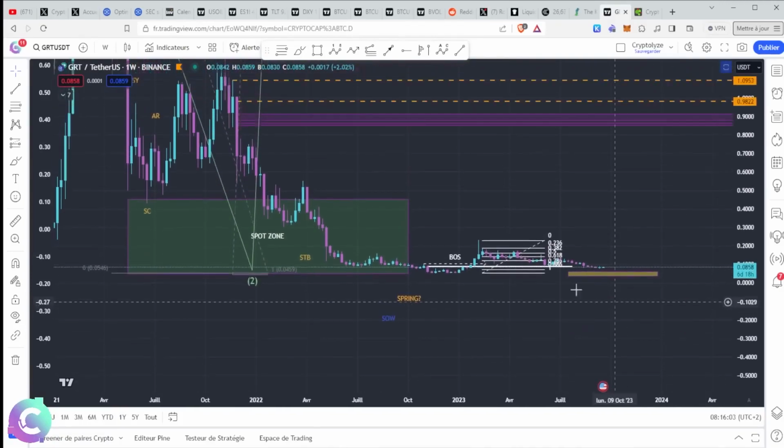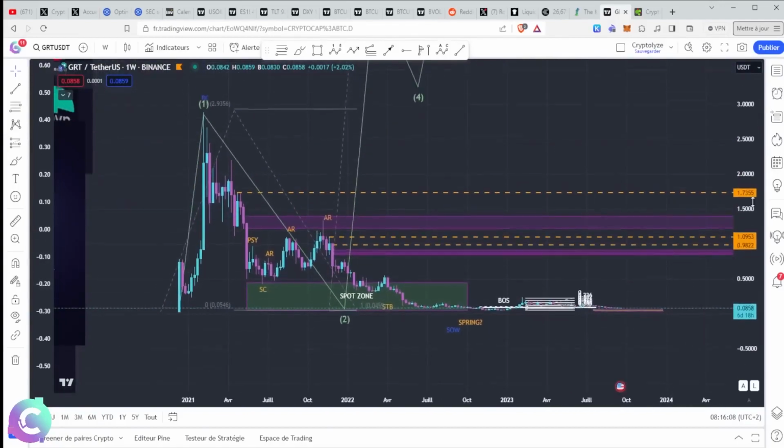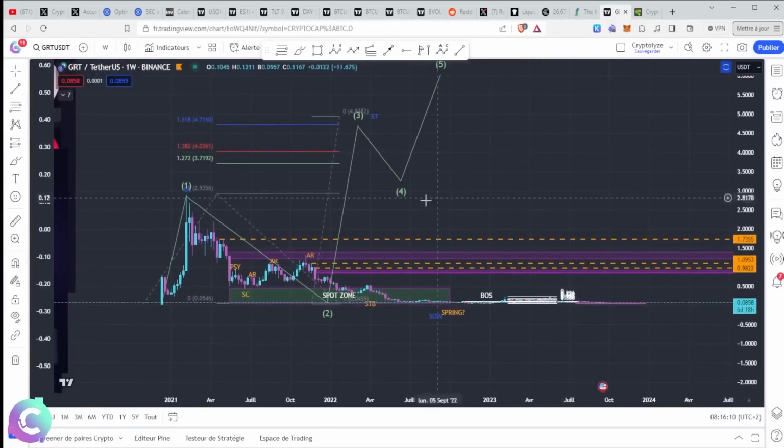What can we set as a target? There are several ways to calculate a target. We will do two of many ways. We will have the schematization of wave 1, wave 2, Elliott, which leads us to a big wave 3 for the next bull run, a big impulsive wave 3 with the 1.618 golden number, with a GRT at $47.